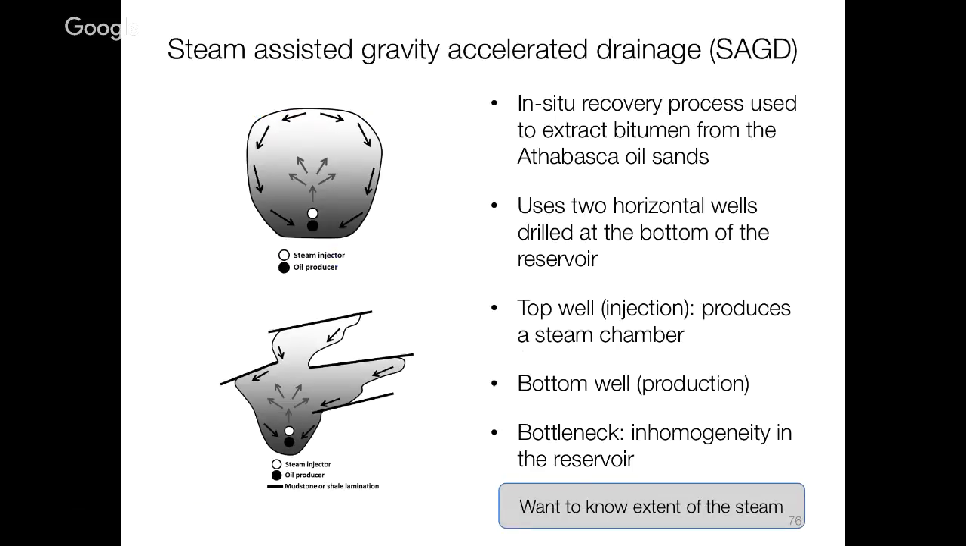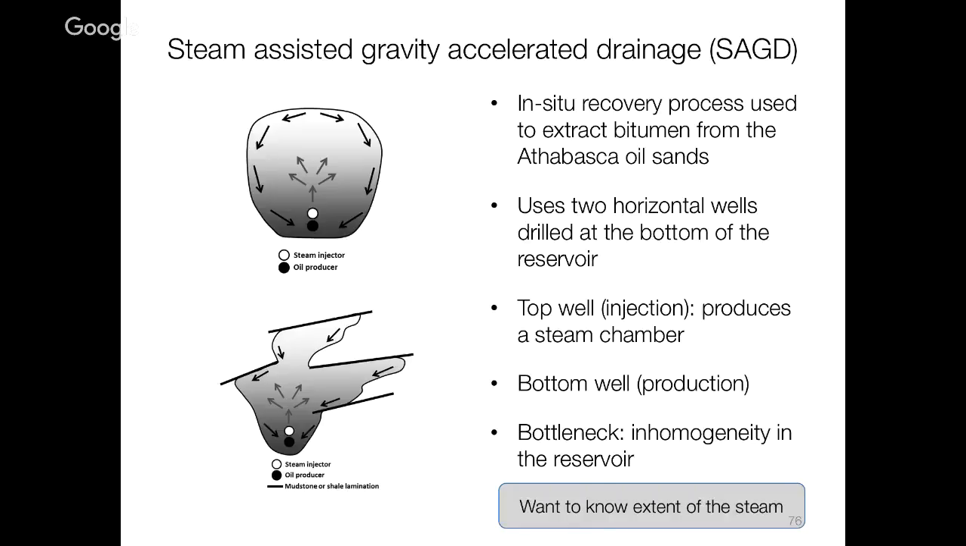So here's basically how it works. We've got two parallel wells that are drilled. These are horizontal wells. The top well is injecting steam, and the bottom is the oil producer. So there's steam that's injected. That goes up, warms the oil. The oil basically pools down at the bottom, and there's a connecting well in which the oil goes and pumps it back up. So that's the idea.